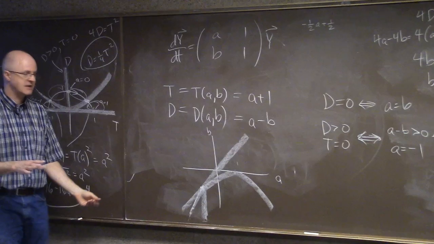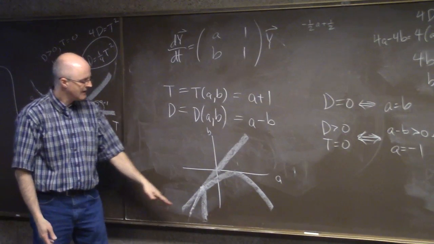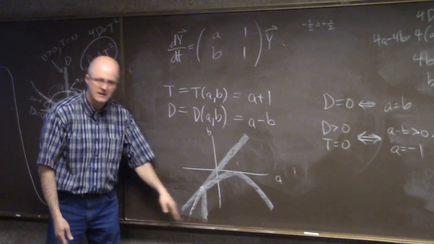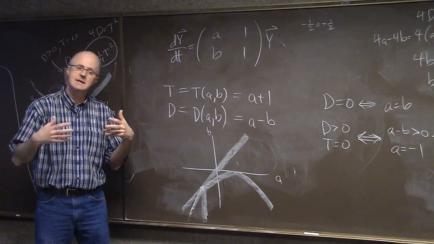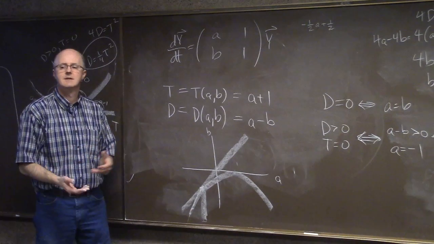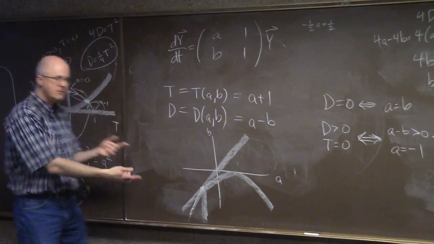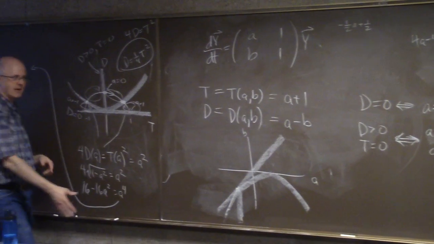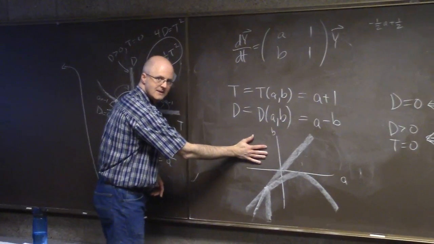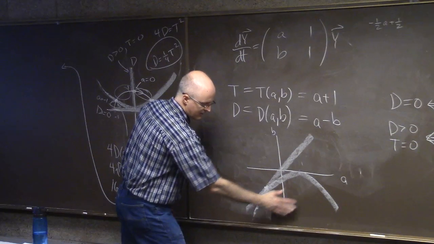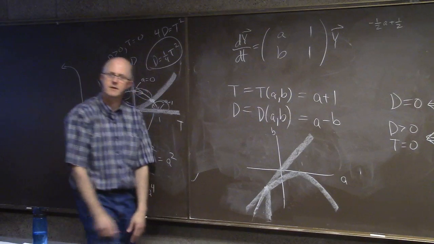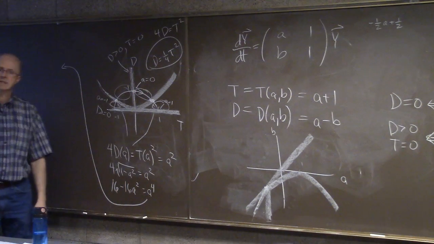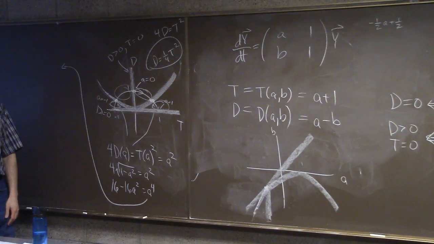I'll just say you should finish this off, besides doing the writing, by saying in which situations you get saddles, sinks, non-spiral sinks, non-spiral sources, spiral sinks, spiral sources, centers. I've already said some of those. It should be somewhat clear what the possibilities are. Like probably up here you're going to have saddle points. Probably in here you're going to have spirals, whether they're sinks or sources, and on which side of that line is not so clear. You should test certain values of A and B to help you figure it out.